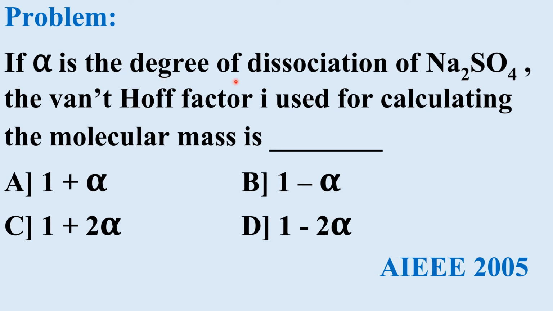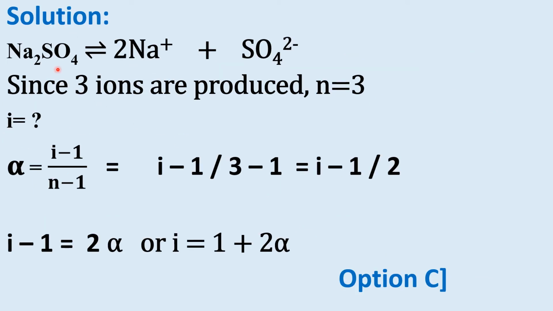If alpha is the degree of dissociation of Na2SO4, the Van 't Hoff factor i used for calculating the molecular mass is option A 1 plus alpha, option B 1 minus alpha, option C 1 plus 2 alpha, option D 1 minus 2 alpha. Sodium sulfate Na2SO4 dissociates to give 2Na plus and SO4 2 minus ions. Since 3 ions are produced, 2 of sodium ions and 1 of sulfate ion, therefore value of n is equal to 3.